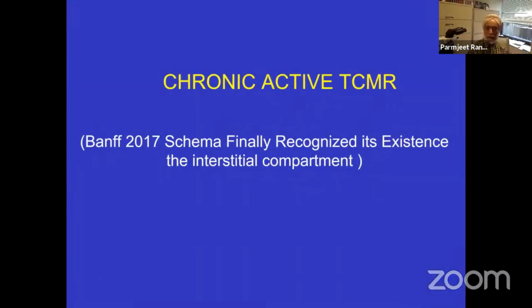Let's talk of chronic active TCMR. It was in 2017 that BAM finally recognized its existence in the interstitial compartment. And to me, that was a very puzzling denial of a very basic immunologic process as to why you can't have chronic active TCMR in the interstitial compartment.